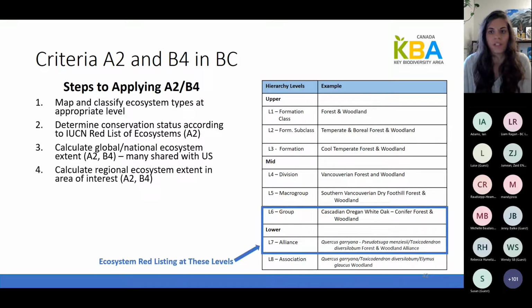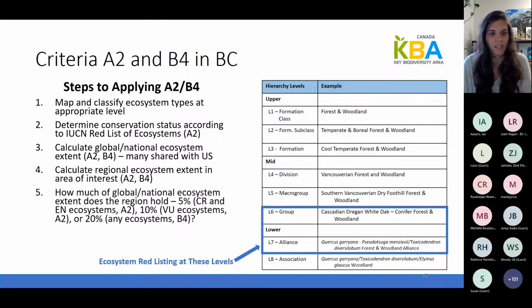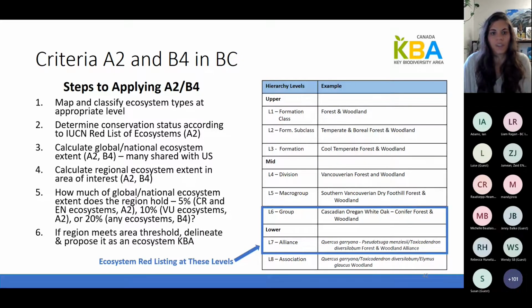Next point. And then to determine how much of your area of interest of that ecosystem type or of the global or national extent is included, you need to also calculate the regional ecosystem type extent. And then we can look at these numbers. So if your delineated ecosystem contains 5% of the global or national extent if it's critically endangered or endangered, 10% if it's vulnerable, or 20% if it's geographically restricted. If it meets those thresholds, then we can start to delineate that area as an ecosystem KBA and make our KBA proposal. Next slide.